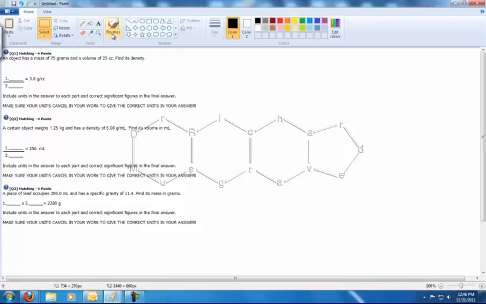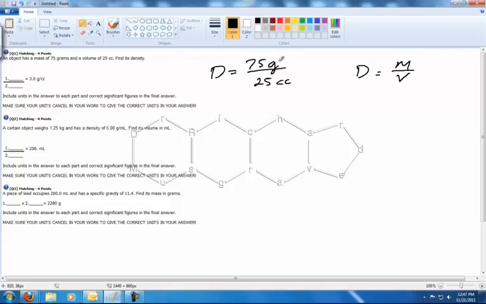So these are density problems we're dealing with here, and the equation we'll be using for this particular unit will be density equals mass divided by volume. And looking at the first one, we're looking for the density. We've been given the mass, we've been given the volume. So density is going to equal 75 grams divided by 25 cc's. That's going to give us our final answer, 3.0 grams per cc.